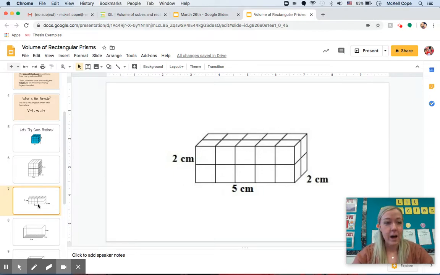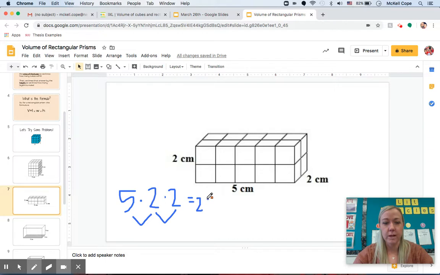Okay, let's go over this one. So my bottom layer, I have a length of 5 and a width of 2. Okay, so let's times those together. 5 times 2. And I'm going to take that number, and I'm also going to times it by 2 because there's 2 layers of 10. So 5 times 2 is 10, and then 10 times 2 is 20.